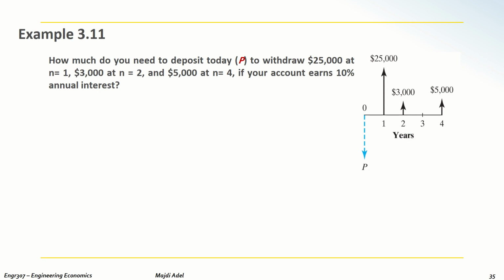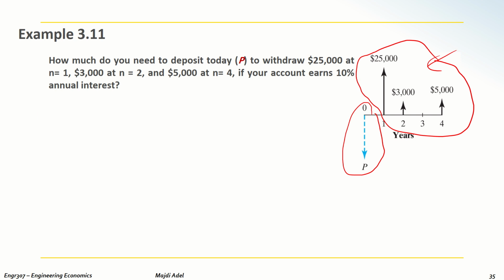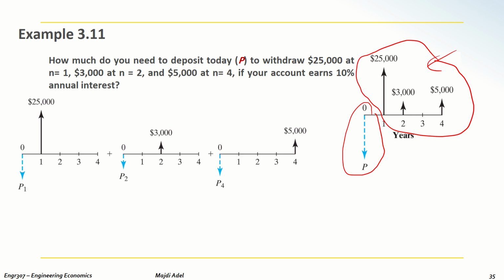First example: how much do you need to deposit today to withdraw 25,000 at n equal 1, 3,000 at n equal 2, and 5,000 at n equal 4, at an interest rate of 10%? How much do I have to deposit in the bank today to be able to do these transactions? We treat each cash flow as a single payment cash flow.